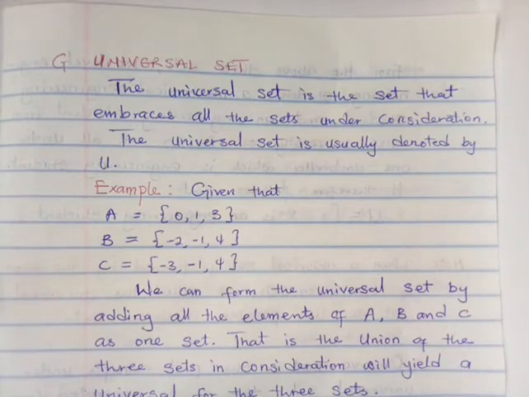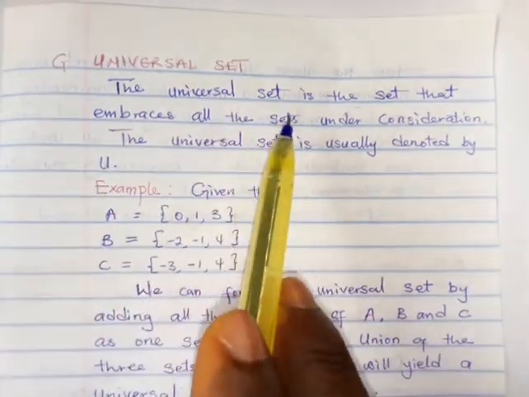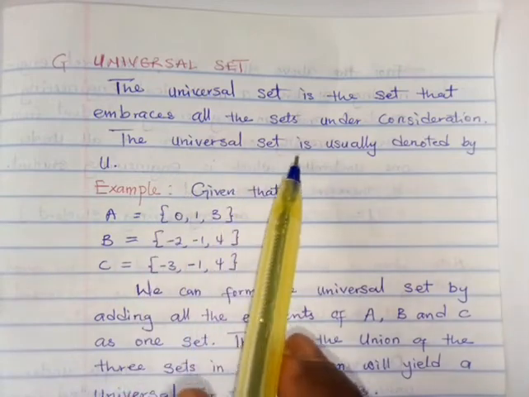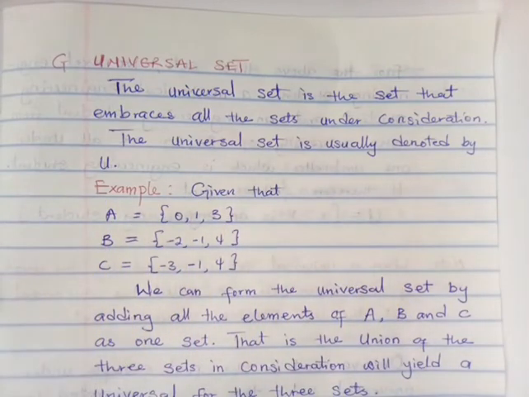Today, as I promised in the last video, we are going to start off from the universal set. So what is a universal set? The universal set is the set that embraces all the sets under consideration. The universal set is usually denoted by U. Okay, this is an example of a universal set.